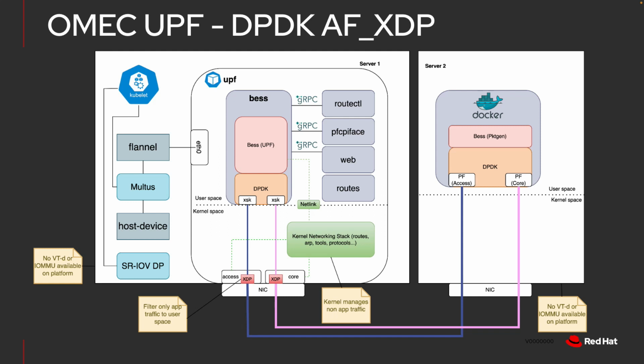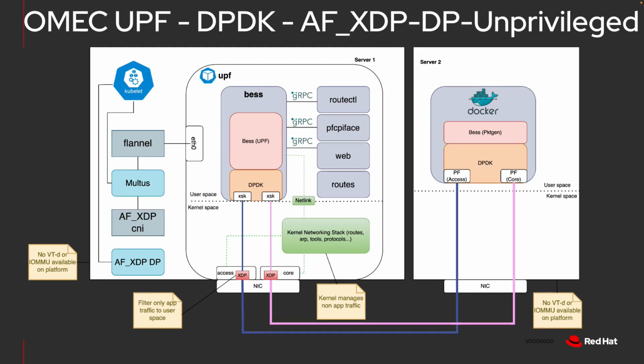So what we're going to show today is if we migrate to the AFXDP device plugin and the AFXDP CNI, we'll be able to actually launch our OMEC UPF with very few privileges, but essentially it'll be unprivileged. And that's the goal for today.